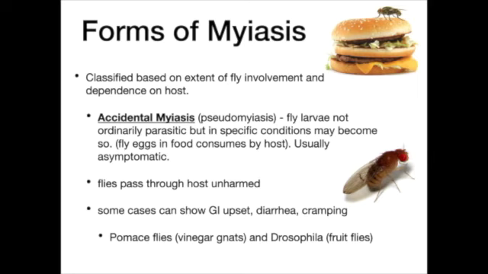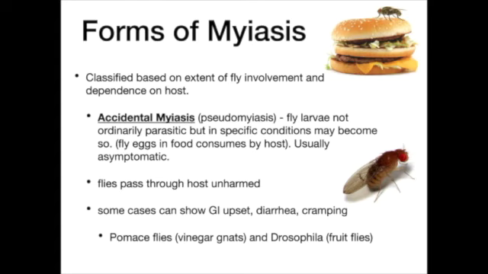With that said, there are different forms of myiasis, and which form of myiasis is occurring is really dependent on how involved the fly is and how dependent it is on the host. So let's look at what's known as pseudomyiasis. This is also referred to as accidental. Here, the fly larvae aren't necessarily going to be parasitic, but if they're in a specific condition, they might, such as fly eggs in food consumed by the host. So someone eats something and there's a fly egg in that food.